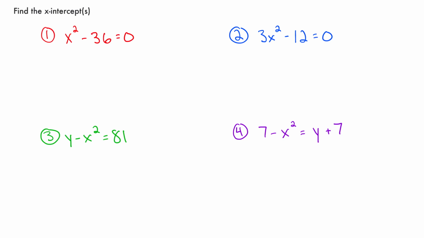Problem number 1. If I have x squared minus 36 equals 0, what we used to do, and you can still do this, is recognize, oh, that's a difference of squares. I can just turn that into x plus 6 times x minus 6 equals 0. Set each one equal to 0, x plus 6 equals 0, or x minus 6 is equal to 0. You'd solve each one of those. So for the first one, I'd subtract 6 from both sides and get x equals negative 6. The second one, I would add 6 to both sides and get x is equal to positive 6.